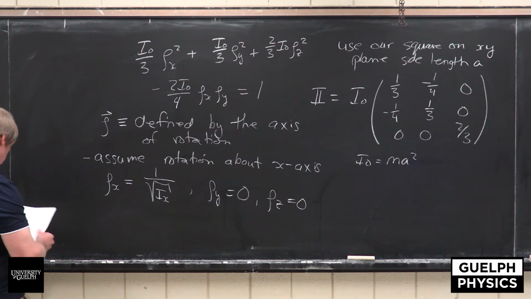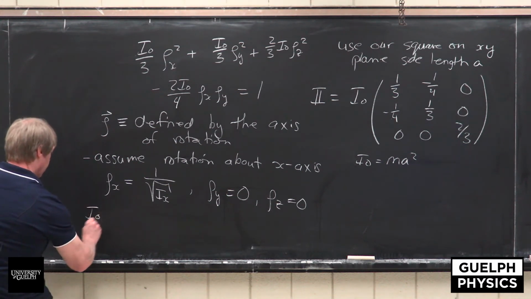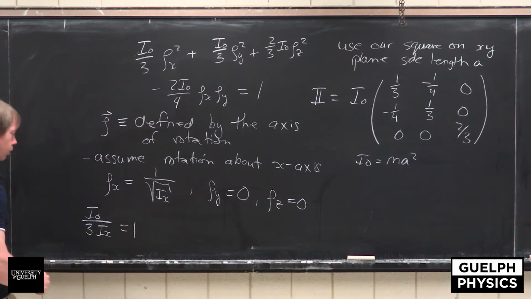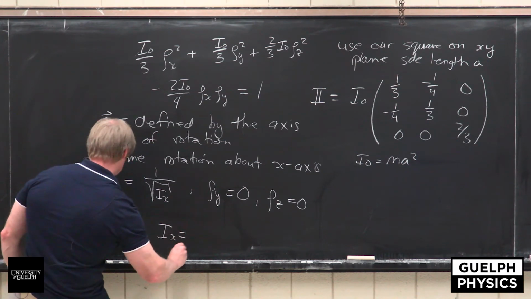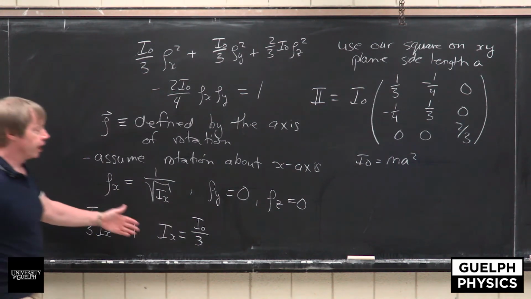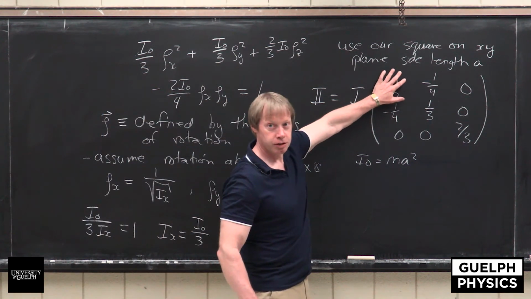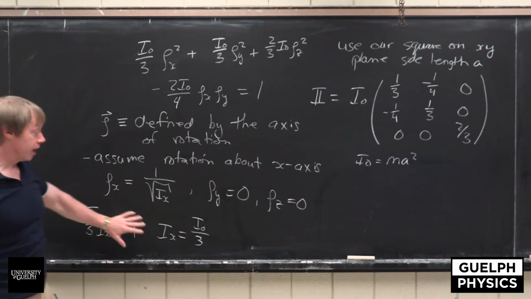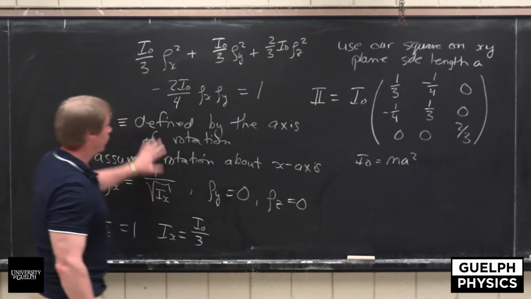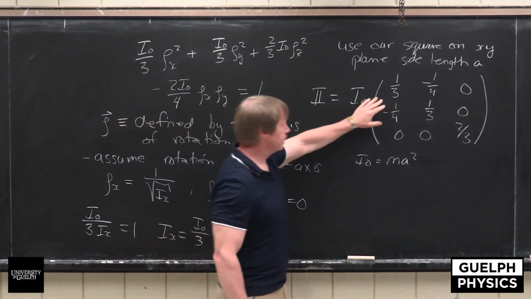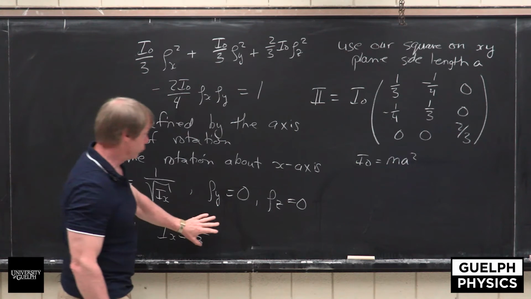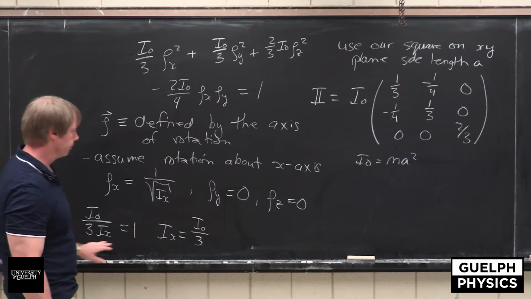And what we are left with is I naught over 3 Ix equals 1. And so Ix is I naught over 3. Okay, we already knew this. That's just this term. But it's a good sanity check that we know what we're doing. Always a good thing to do is, when in doubt, plug in for a case that you already know the answer to make sure that you really are getting what you believe you should be getting.